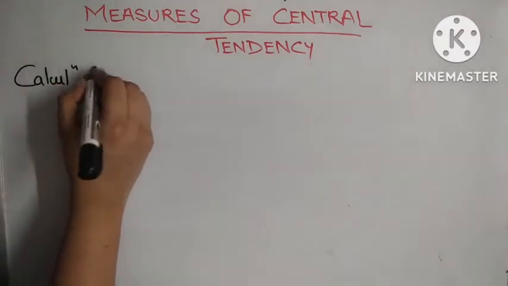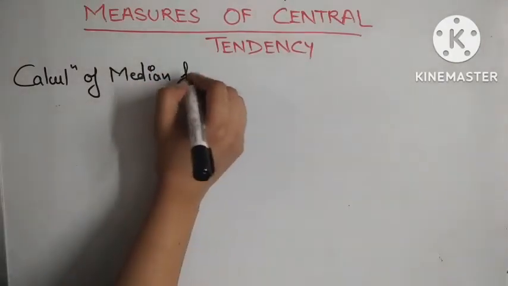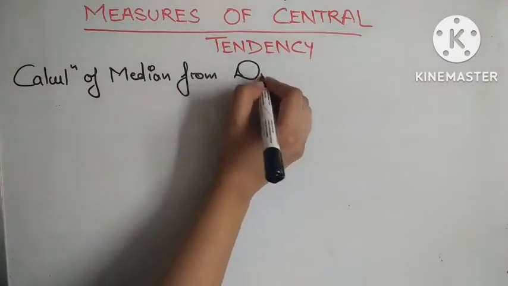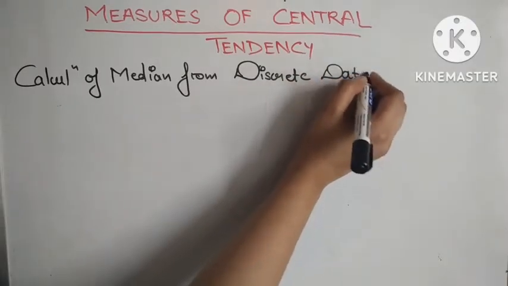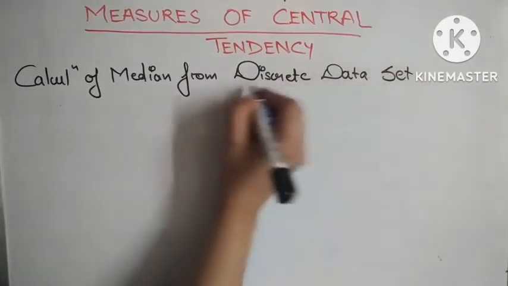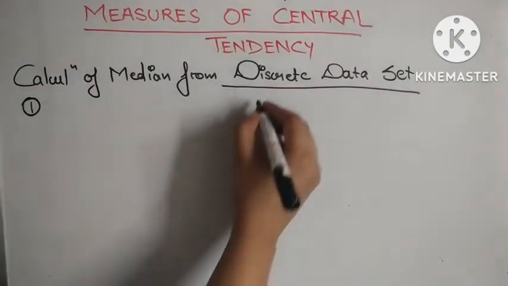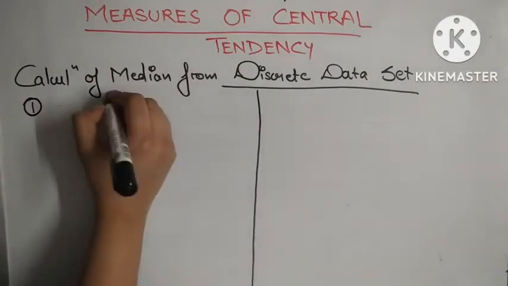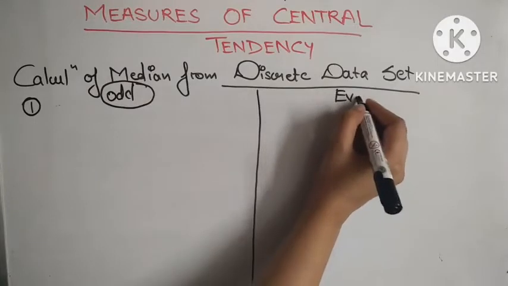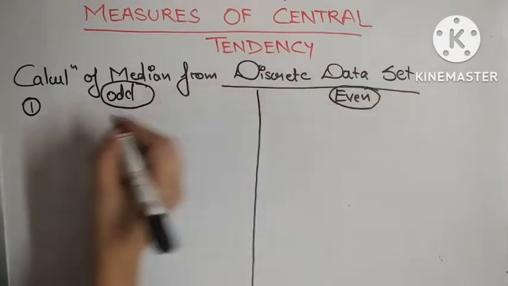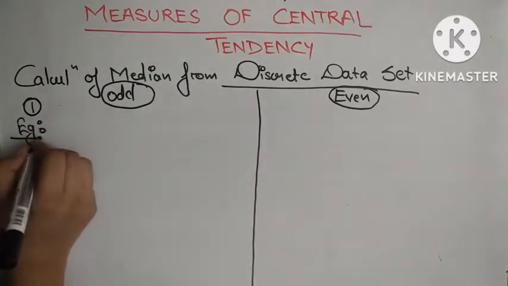Now first of all, let us see the calculation of median from a discrete data set. Here only I will explain when you have an odd set of numbers and when you have an even set of numbers. So in an odd set of numbers, we will see with the help of an example.